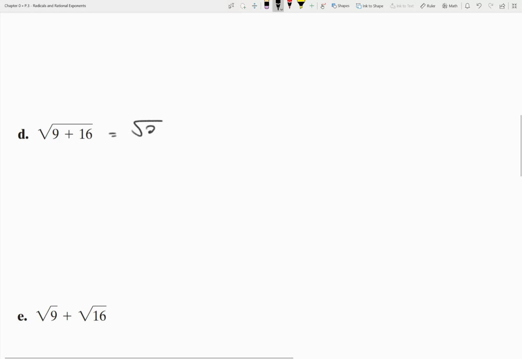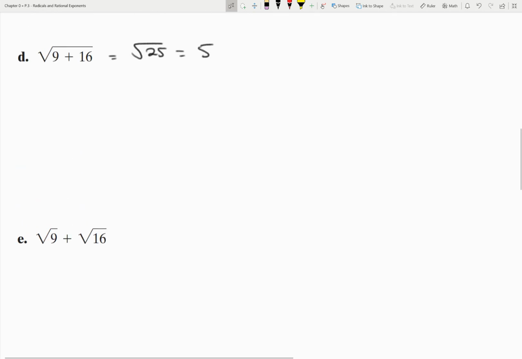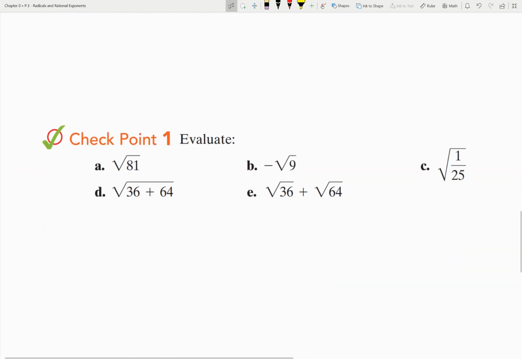So this would be the square root of 25, which would be 5. That's different than part E, which we now would do the two separately. We get a very different result here because the square root of 9 is 3, the square root of 16 is 4, and we would get 7. So depending on whether we have both things underneath one radical or two separate radicals, the order of operations changes. Let's try our checkpoints.